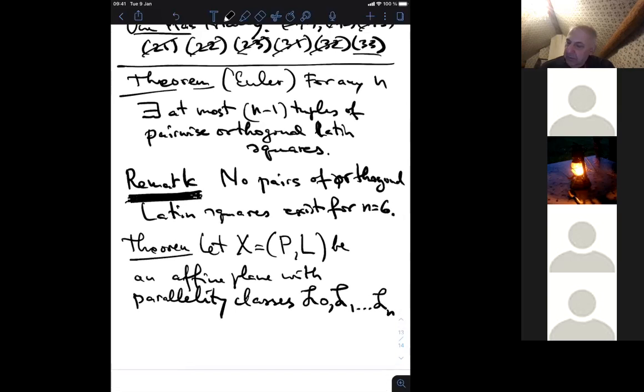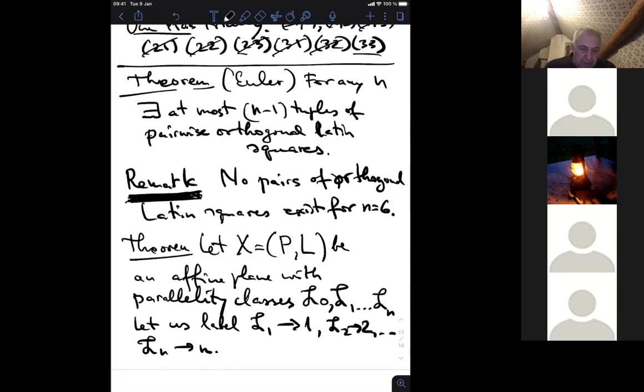Let's see. So let us label the lines L1 by 1, L2 by 2, and so on, Ln by n. This would be our row or column numbers.